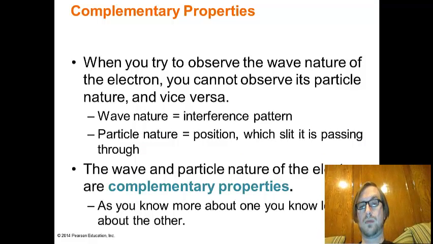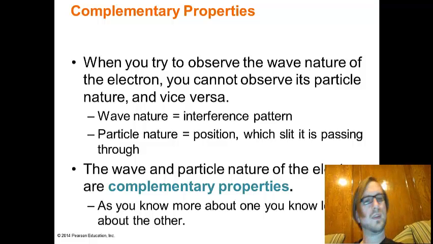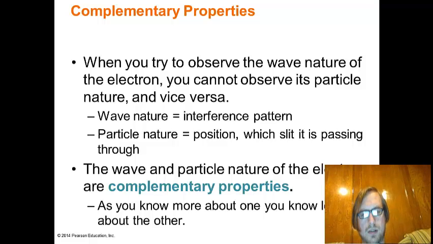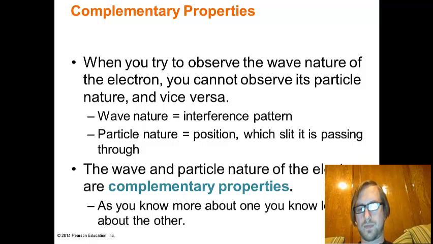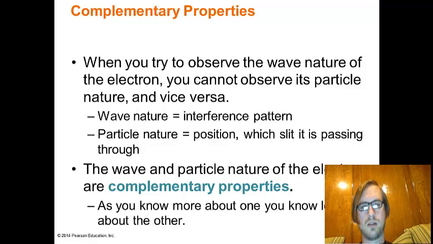Observation becomes a problem when we're talking about these particles. When you try to observe the wave nature of the electron, you cannot observe its particle nature, and vice versa. Remember, it's both. Waves and particles are the same thing. So these are complementary properties. The more you know about one, the less you know about the other. So do we want to know more about its position, or do we want to know more about its momentum?